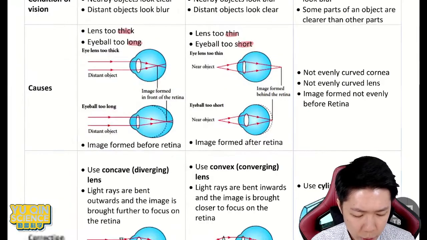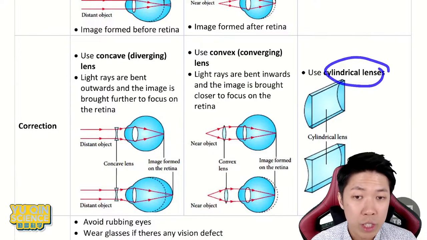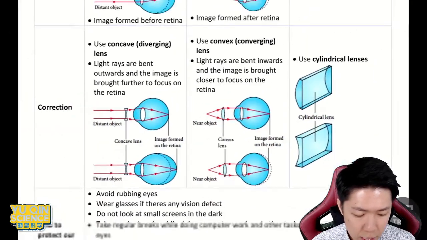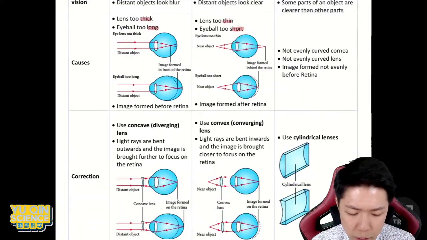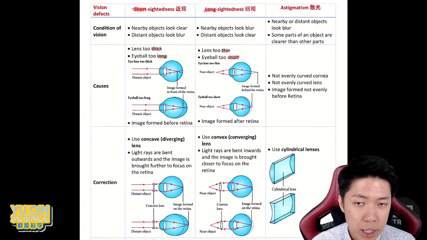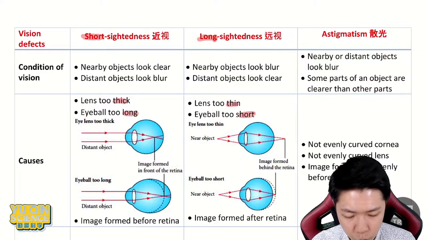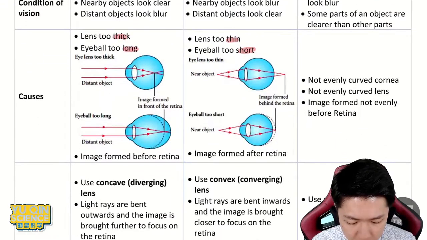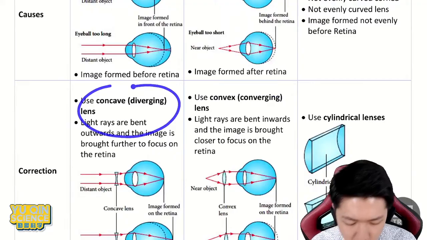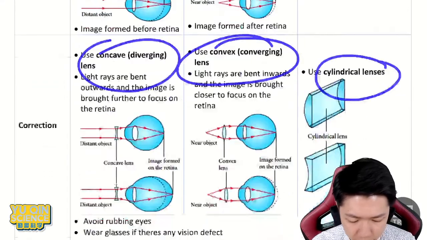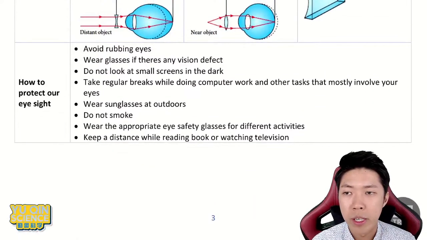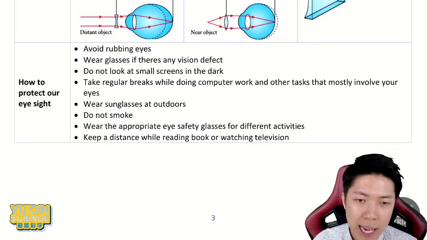So usually what we do is we wear cylindrical lens. This is how it looks like, cylindrical lens. So pretty much that's a summary to memorize everything in a box, very convenient. So please make sure you go through that, and how to wear the correct lenses. Okay, then I guess that's pretty much fine. Next one will be how to protect your eyesight.